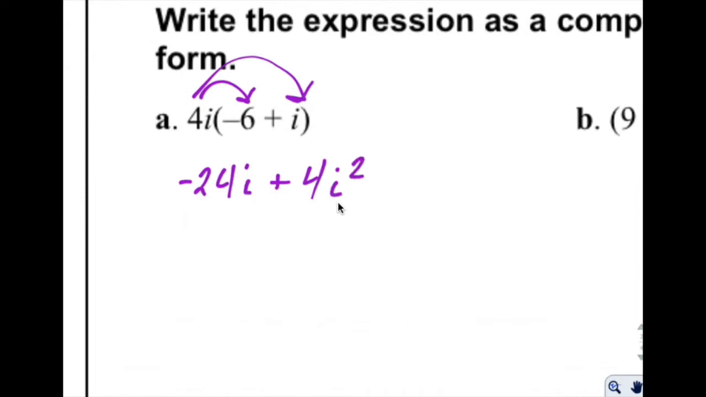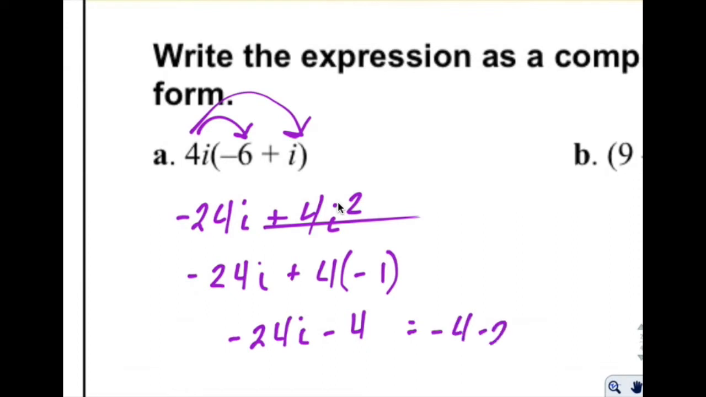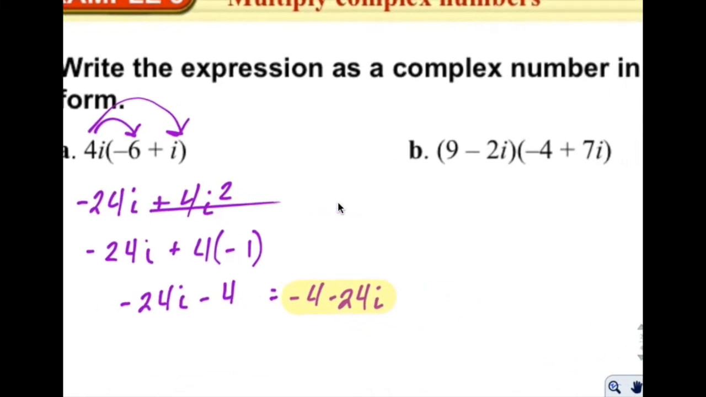Now, that's going to be important because we talked about what i squared really represents. So negative 24i plus 4 times negative 1, right? i squared is the same as negative 1. So now I have negative 24i minus 4, and I need to write that in standard form, so I need to write it as negative 4 minus 24i, because my i term should always be in the second term when I'm writing in standard form.